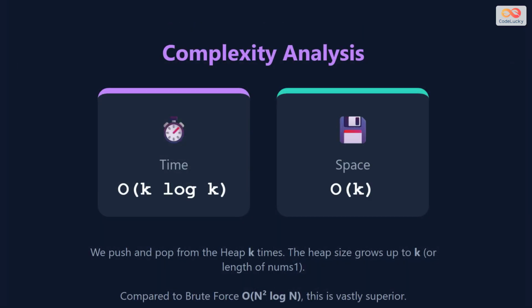This approach is much faster. The time complexity is big O of k log k because we perform k extractions from a heap that contains at most k elements. The space complexity is big O of k to store the heap. This makes it feasible even for very large inputs where k is small relative to the array sizes.